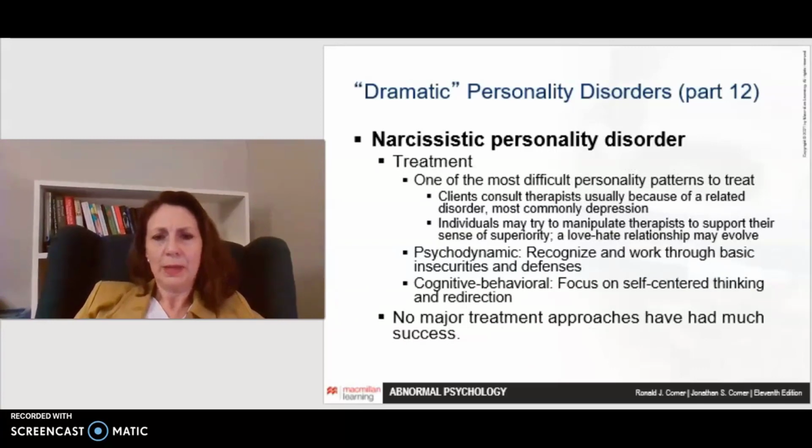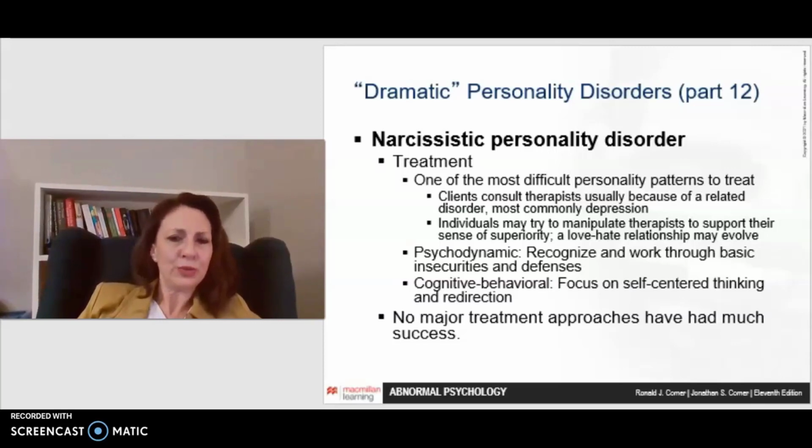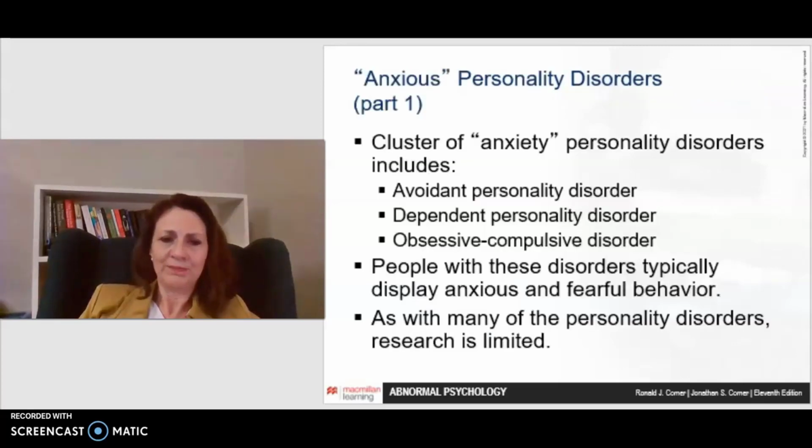Treatment involves clients consulting therapists, usually because of a related disorder, most commonly depression. These individuals may try to manipulate therapists to support their sense of superiority, and so a love-hate relationship can evolve. The psychodynamic group recognizes and works through basic insecurities and defenses among these people. The cognitive behavioral group focuses on self-centered thinking and redirection. No major treatment approaches have had much success, though, again, because of the lack of empathy, it creates a problem.